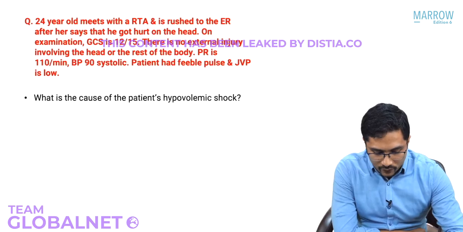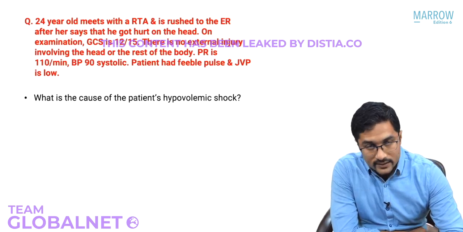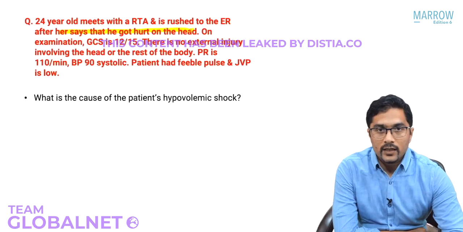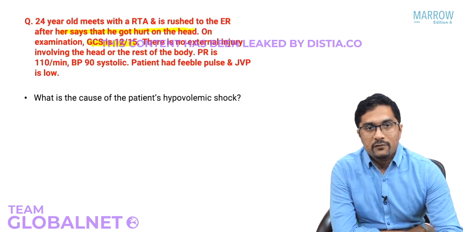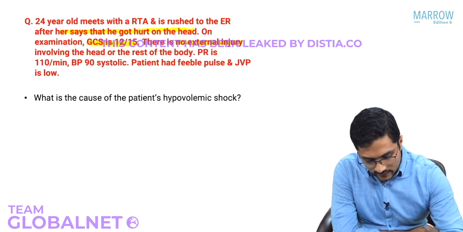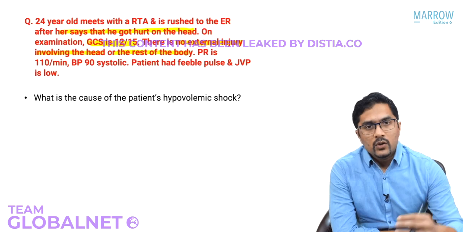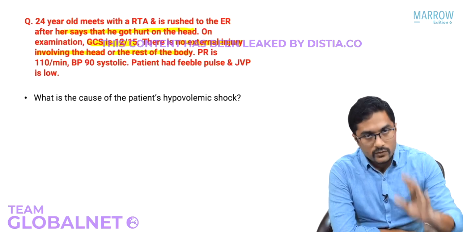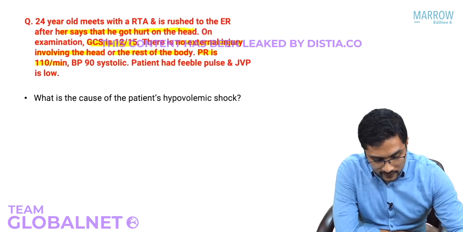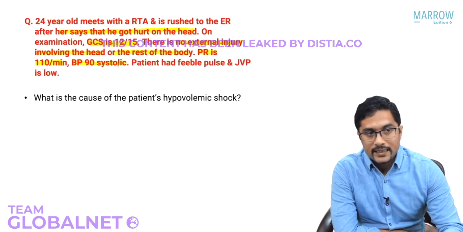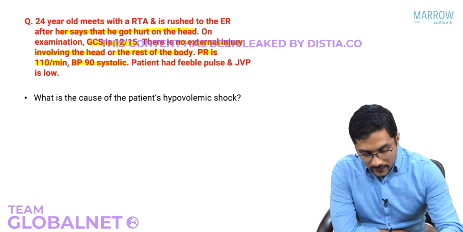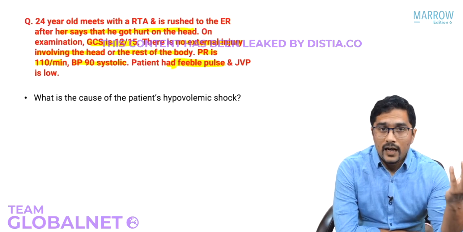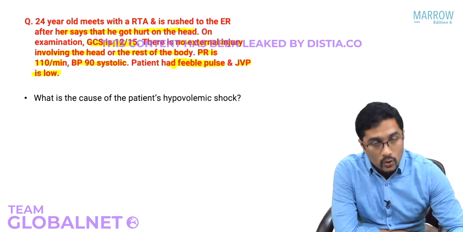So the next scenario is a 24-year-old who meets with a road traffic accident and is rushed to the ER. He says that he got hurt on the head. On examination, GCS is 12/15. There is no external injury involving the head or the rest of the body. You can't see any lacerations, you can't see any active bleeding, neither on the head nor on the body. You've done a proper survey. But his pulse rate is 110, there's tachycardia. BP is 90 systolic, that means BP is also low. Patient has a feeble pulse, because there is some hypovolemia, and the JVP is low.